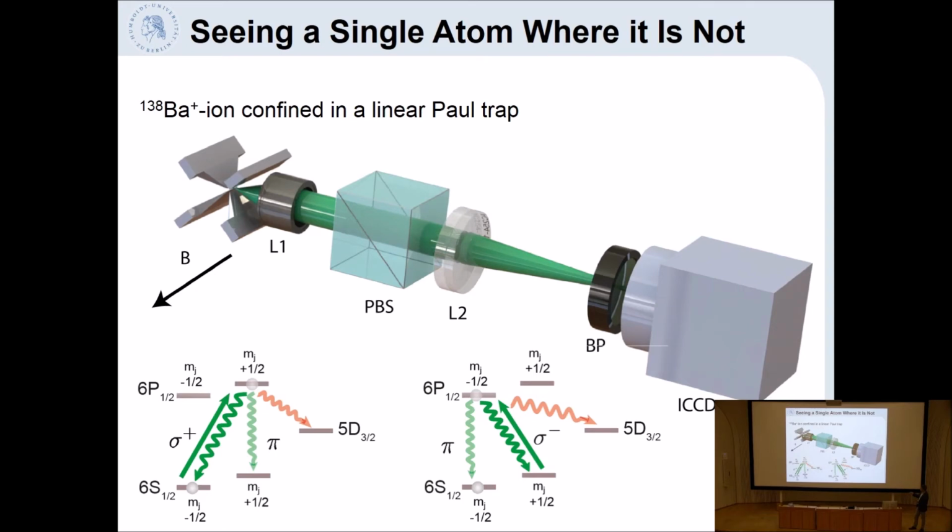So the light here is green otherwise. And in order to get rid of these spurious photons that would spoil the effect, what we have to do is we put a polarization beam splitter here. So this polarization filter filters out these linear photons, and we put a band pass filter here, which filters out these photons.